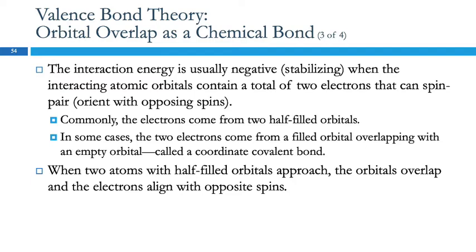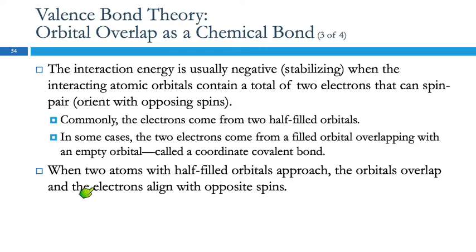Usually the electrons come from 2 half-filled orbitals, meaning each atom brings 1 electron to share, and then they share and that makes the bond. But you can also have a situation where both electrons come from the same atom and the other atom is bringing an empty orbital. This is more like a charity situation, right? You don't have any, I'm all good, I'm going to share with you. This is called a coordinate covalent bond. But we're going to talk about half-filled orbitals.